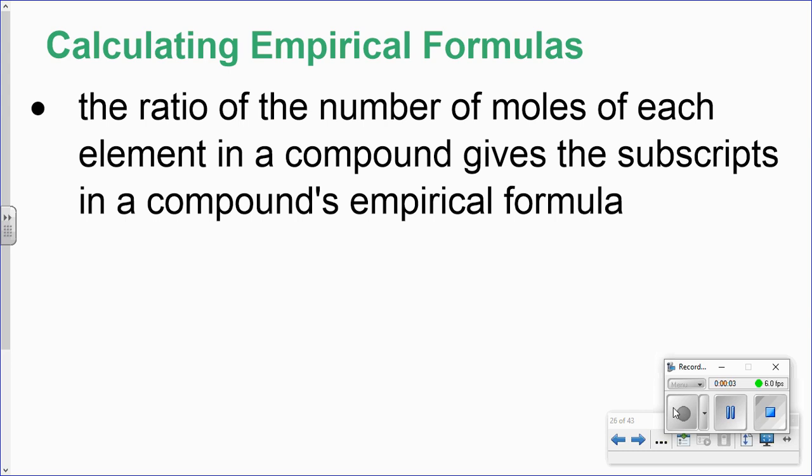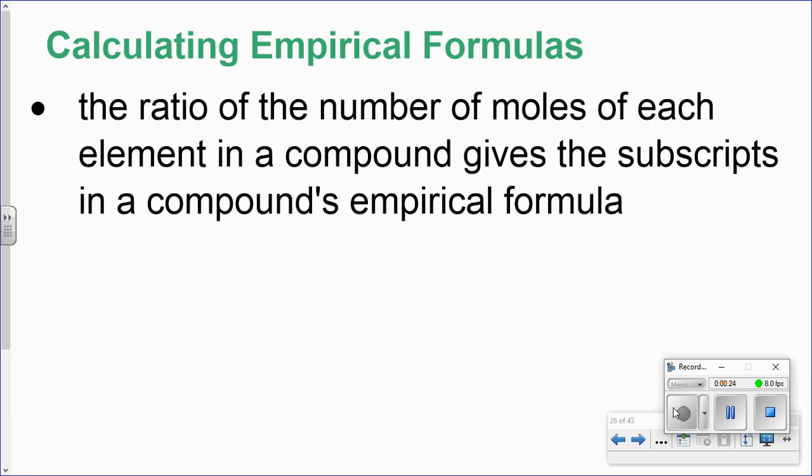Hello everyone. I want to use our knowledge of how to calculate moles and the mole concept to now start applying it in different ways. One of those ways is calculating what are called empirical formulas. If you remember, an empirical formula is the lowest whole number ratio of any element. It's especially applicable to ionic compounds.